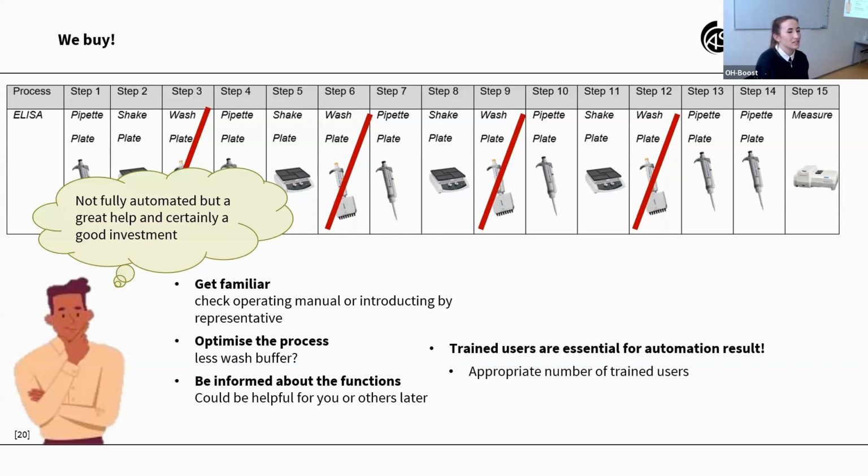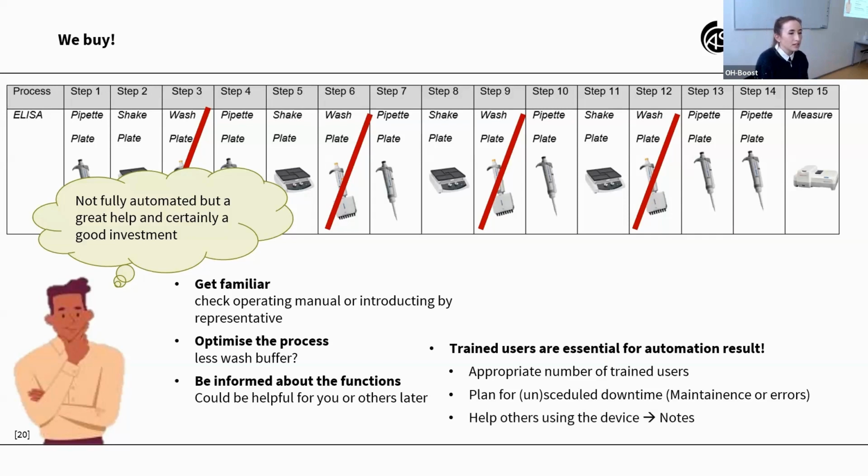Trained personnel is essential for automation success. So we have to train an appropriate number of users. And we should plan for unscheduled and scheduled downtime, for example, in maintenance or errors. And of course, we should help others by using them, and for example, when we make visualizing notes in the lab. So these points seem to be obvious, but the experience shows they are not. So this is why I mention them here.